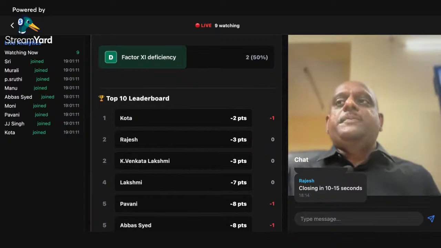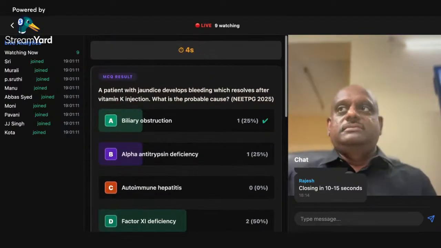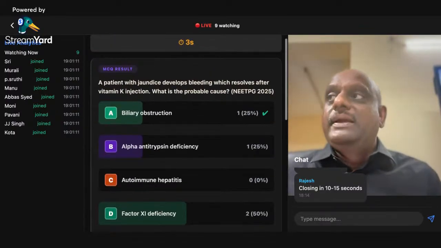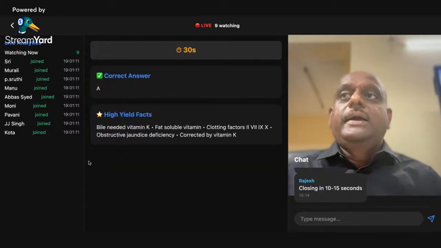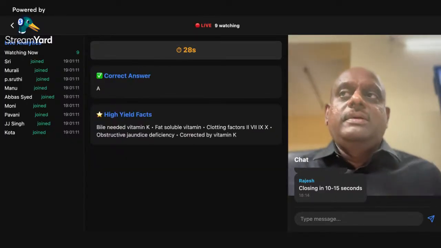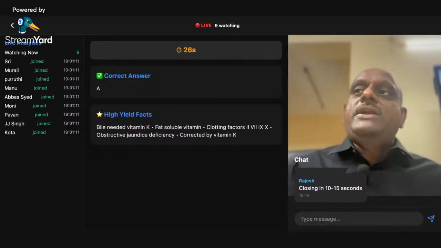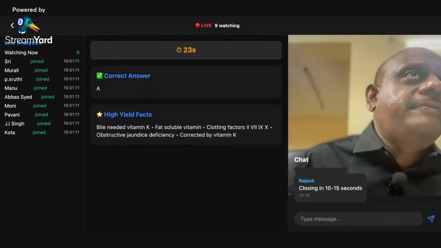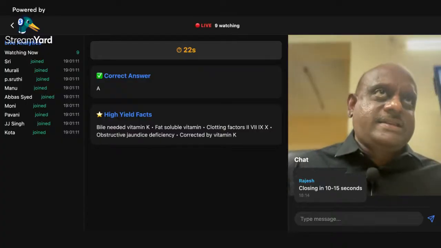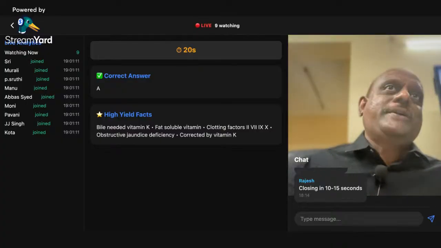It is the biliary obstruction, right? The probable cause is the bile needed for absorption of vitamin K, a fat soluble vitamin. Factors 2, 7, 9, 10, and 9 deficiency is also responsible. That's a good answer. There's no big deal about it.